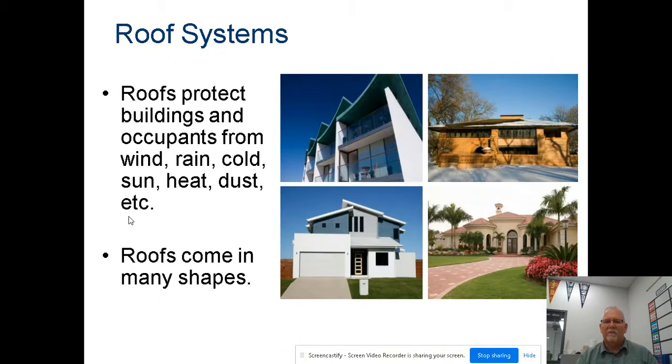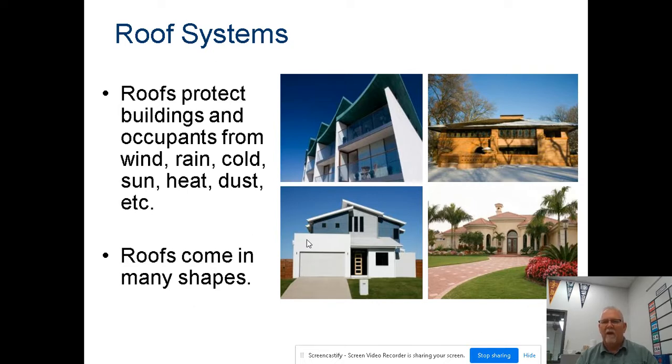Our roof systems, the purpose of a roof in our house is really to protect us. Protect us and our buildings from the outside, whether it be cold or rain, snow, whatever it might be. Just think if we didn't have a roof over our head and it's raining out, we're going to be pretty uncomfortable. Likewise, you think of this picture with the snow on the ground. If we didn't have a roof to keep the heat in, it's going to get pretty cold, and in the summer, same way. Roofs come in many shapes, and our next slide, we're going to look at a lot of the different roof types.